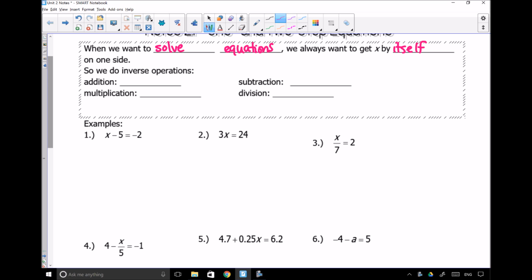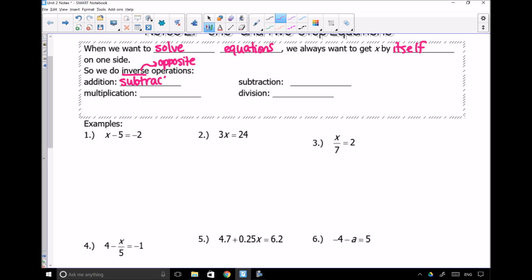So how do we do this? We do inverse operations. So we do inverse. Another word for inverse is opposite. So we're going to do operations of the opposite sign. So for example, what's the opposite of addition? You should get subtraction, okay?